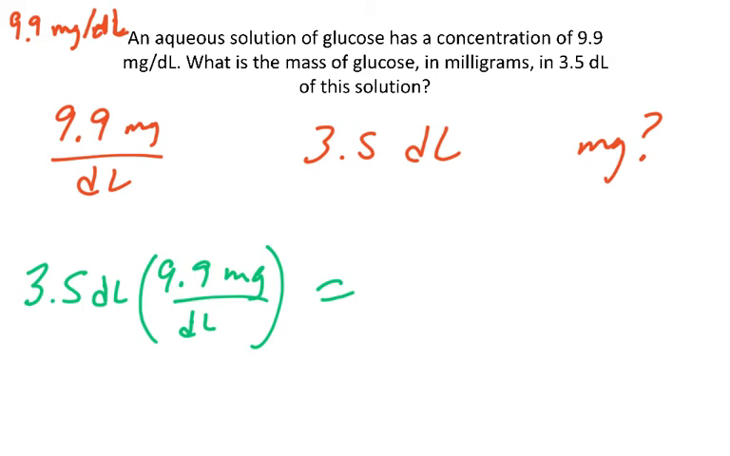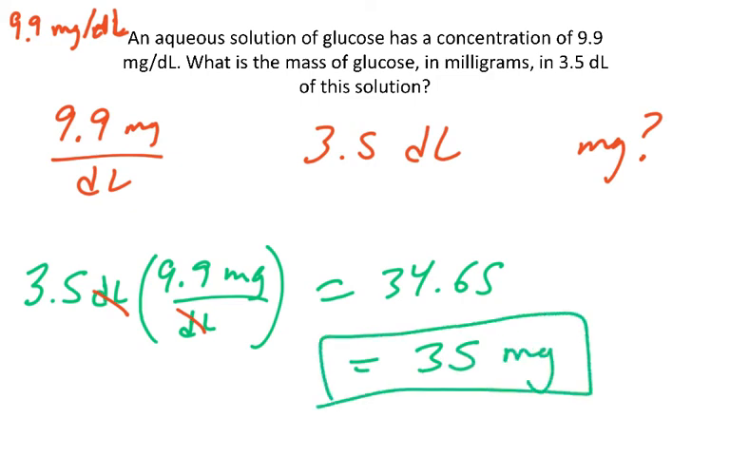Like so, where now deciliters cancels out, and we get 34.65, but don't forget sig figs, which should be 2, so we would say 35 milligrams. Right, and think about if you had 1 deciliter, you'd have 9.9. We have 3.5 deciliters, so it should be something bigger. This is again like the idea of checking at the end of a question. Does this make sense? Okay, let's keep rolling.